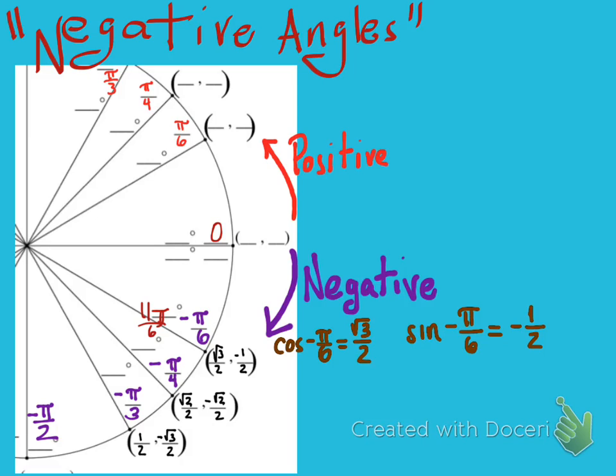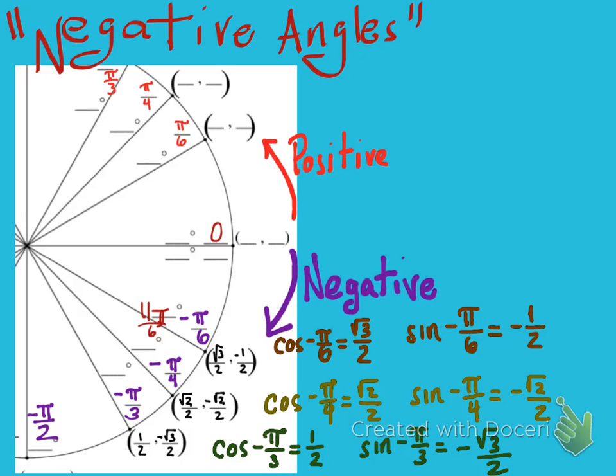And same with the sine of negative pi over 6. It's the same as the sine of 11 pi over 6. And so I just threw in here the sine and cosine of those other angles, just to show you that evaluating a negative angle is really no different than evaluating a positive angle once you locate the angle.